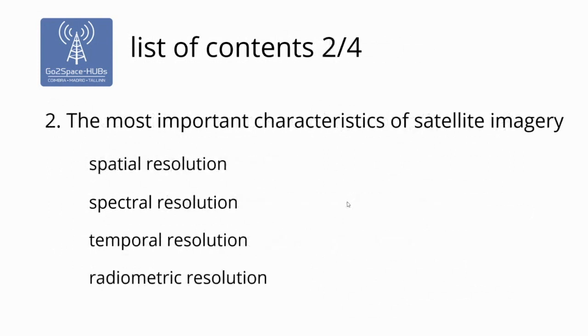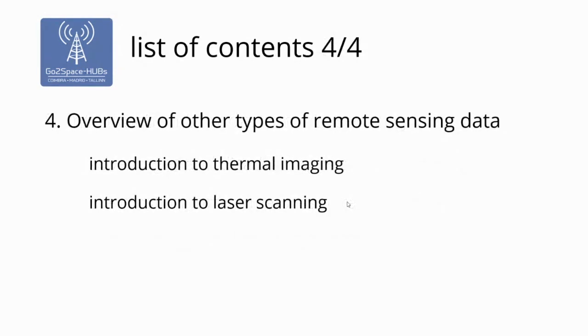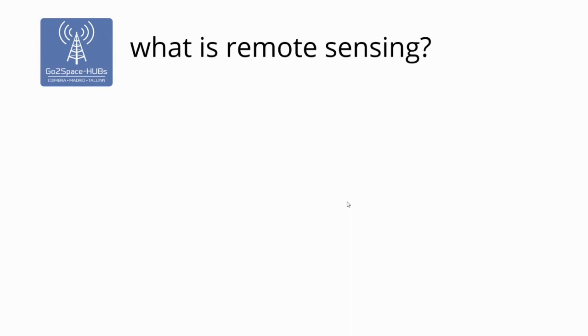After that, some important things about how to choose satellite imagery, so important properties of satellite images. And after that, some basics on radar remote sensing, and also on other types of remote sensing data like thermal imaging and laser scanning. We will not focus on that, but we'll just tell a few words about how they could be useful.